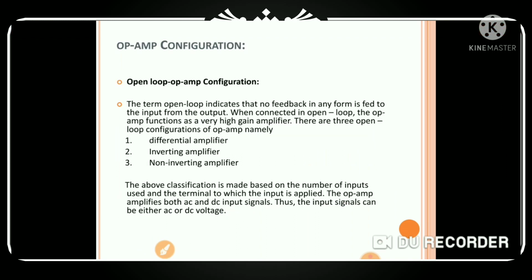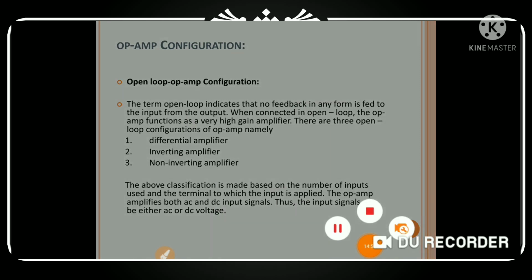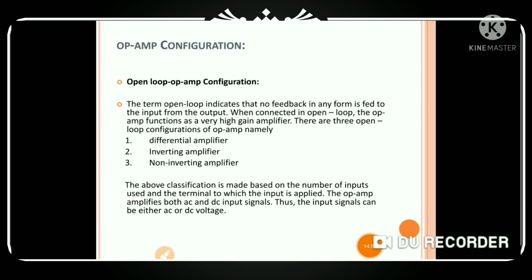Next one, up to this there were the op amp parameters. Next is the op amp configuration. Op amp configuration is different from the parameters. If you are asked about the parameters, then you should write all those things in definition form. Then next one is the op amp configuration. In op amp configuration, you have two types. One type is the open loop op-amp configuration and another one is the closed loop op-amp configuration.